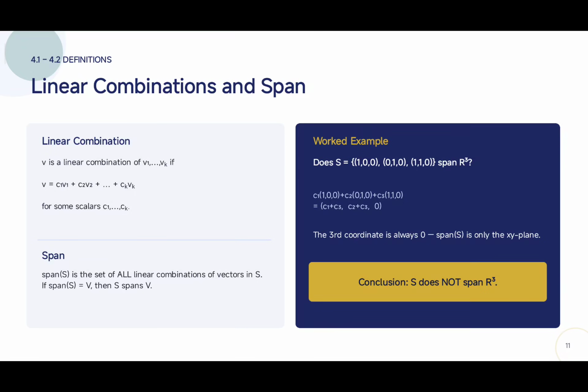Let's test this with an example. Does the set of (1, 0, 0), (0, 1, 0) and (1, 1, 0) span R3? Take a general linear combination and multiply it out. The third coordinate always comes out to exactly 0, no matter what you choose. So this set can never reach a point like (0, 0, 1). It does not span R3. It only spans the x-y plane, which is itself a subspace.